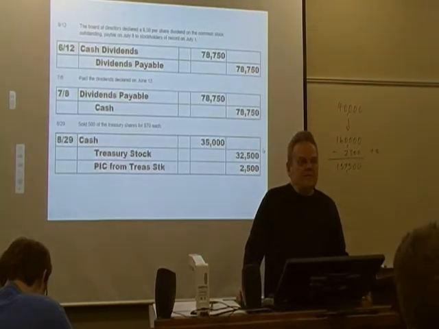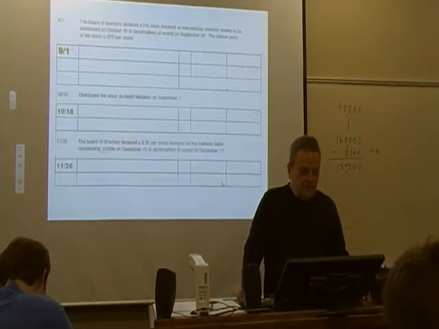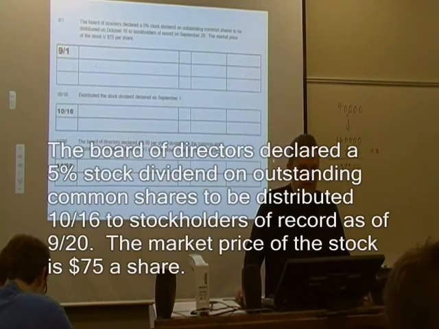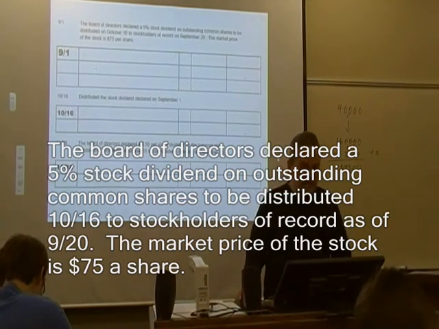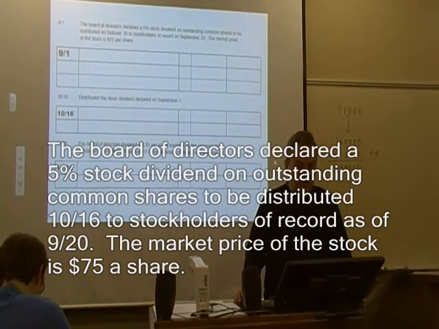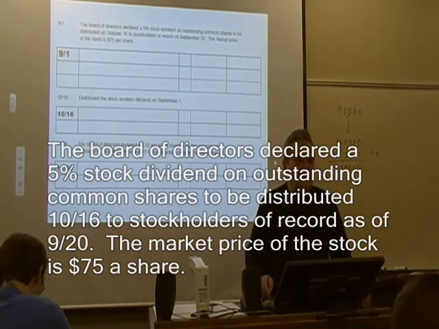May I go on? Then the problem says, September 1st, the board of directors declared a 5% stock dividend on outstanding common shares to be distributed October 16th to stockholders of record September 20th. The market price of the stock is $75 a share.